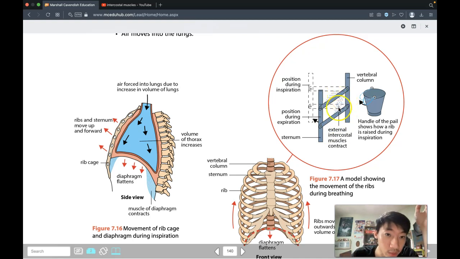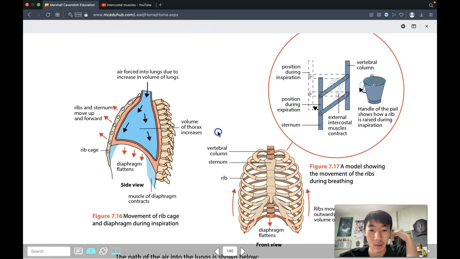So when they contract, they pull it up, and the internal intercostal muscles will relax. So that will also allow it to move upwards.